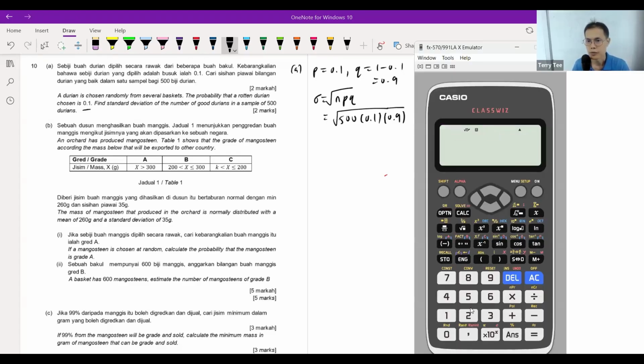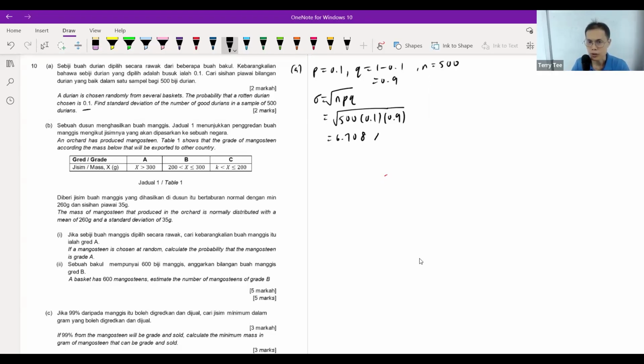Square root of 500 times 0.1 times 0.9. You should get 3 root 5, or 6.708. 6.708, to 4 significant figures. So that's part A. Okay, part B.